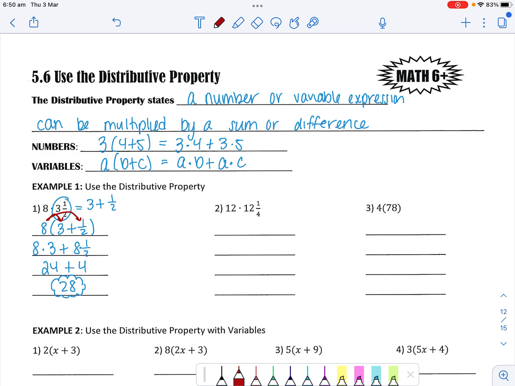Okay. So this one, 12 1/4, is 12 plus 1/4. So I'm going to break this down as 12 times (12 plus 1/4). Now, when we did order of operations, we would do our parentheses first. But now that we know the distributive property, I can distribute to those two things inside the parentheses. So here, I'm going to have 12 times 12 plus 12 times 1/4. 12 times 12 is 144 plus 12 times 1/4 is 3, so 147.